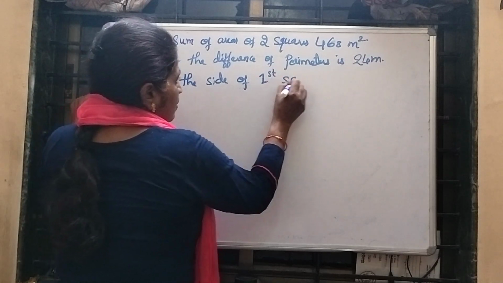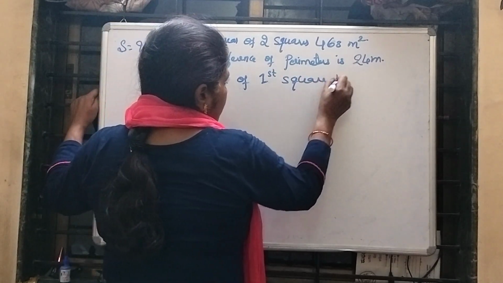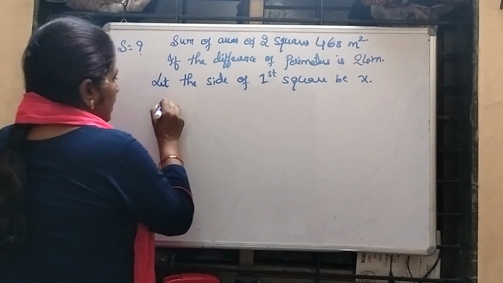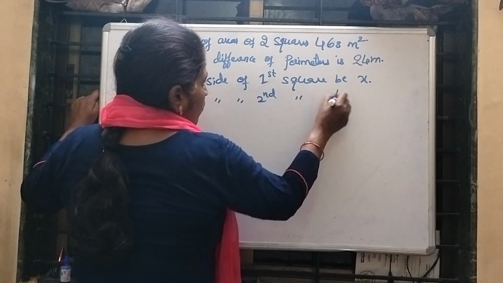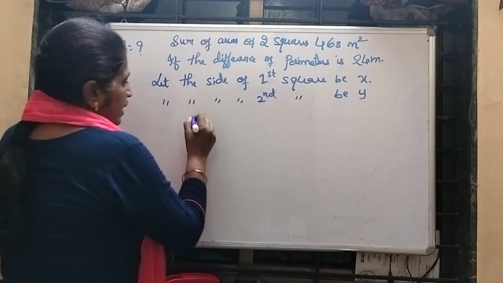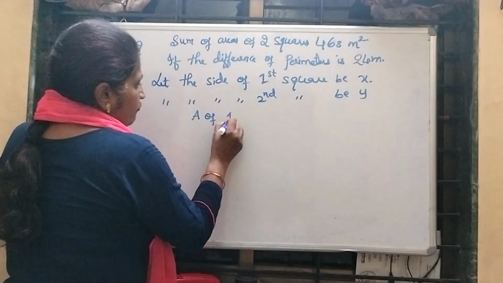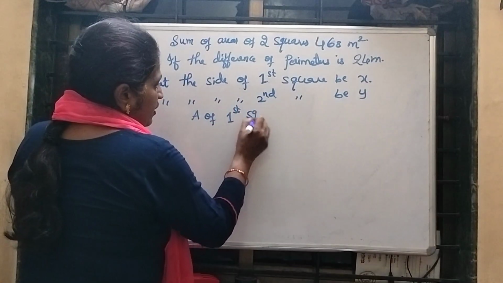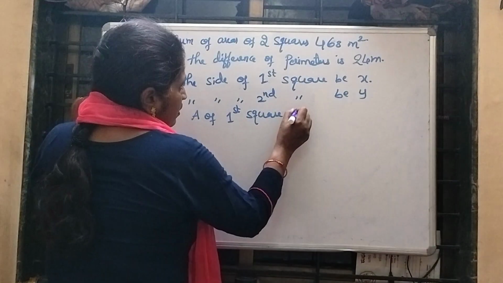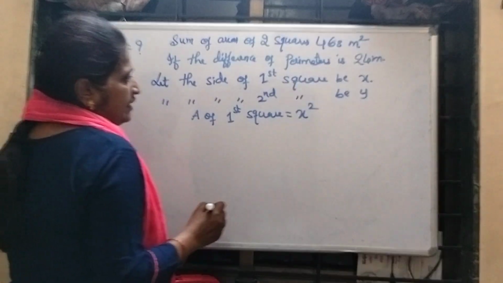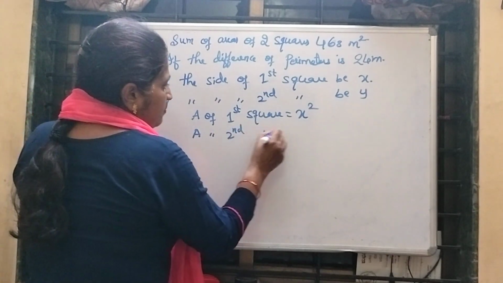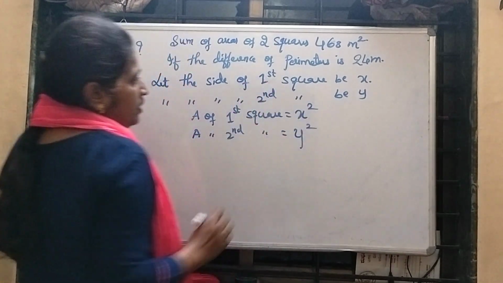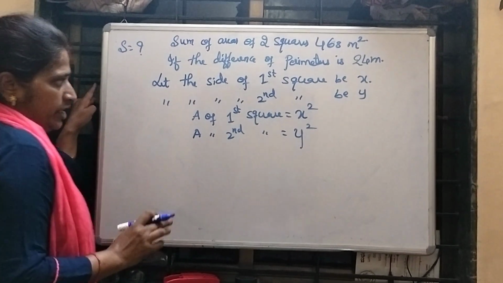be x, and let the side of the second square be y. Then the area of the first square becomes x square, because x into x, side into side. Similarly, the area of the second square becomes y square. If you write this much, it will be clear to you.